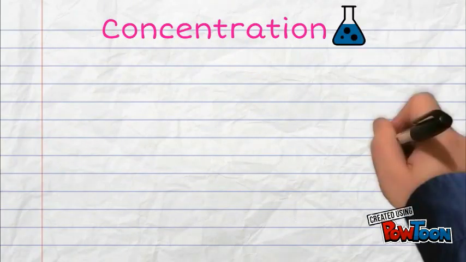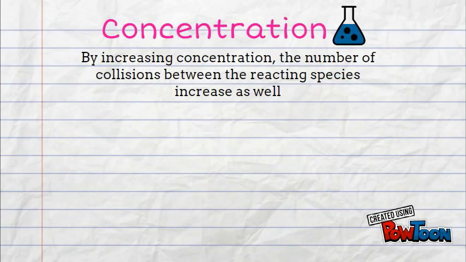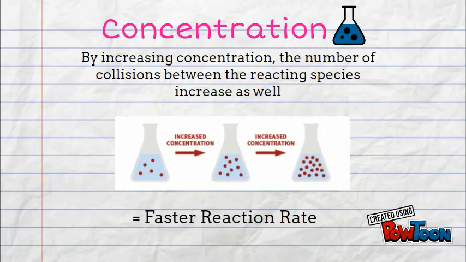Now, another factor that affects reaction rate is the concentration of reactants. It is usually seen that by increasing concentration, the number of collisions between the reactant species increases as well, therefore increasing reaction rate. Now let's look at an example that can prove this.